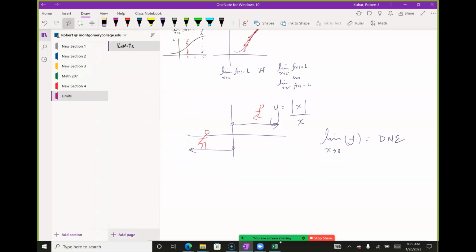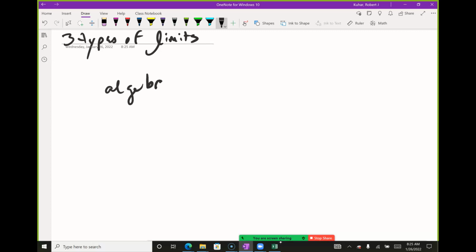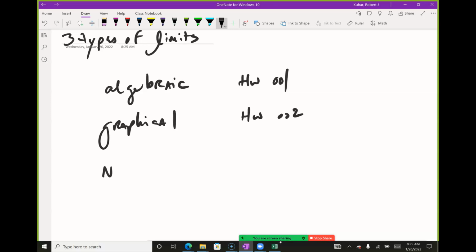So we want to look at the three types of limits that we're going to be talking about, and that's homework 1, homework 2, and homework 3. Algebraic, graphical, numerical. So algebraic, and this is homework 1, graphical, homework 2, and numerical, homework 3. I think I have them in order. It doesn't matter. We're going to be able to do all of them after today's lesson.